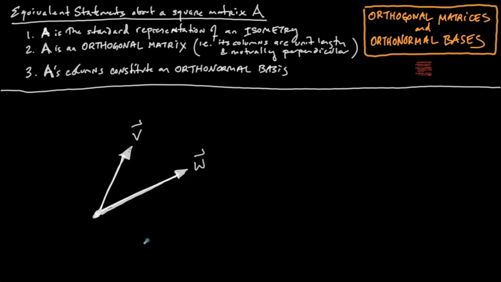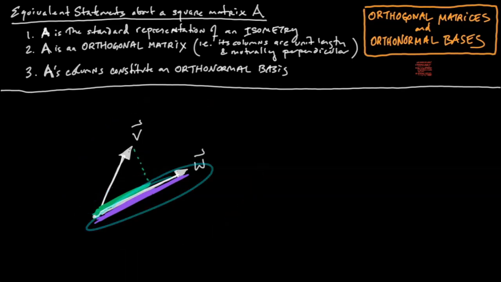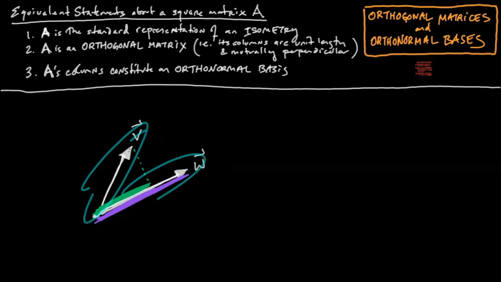So for example, the dot product of these two vectors, v and w, would be the product of this green length, v's scalar projection onto w, and this purple length, w's scalar projection onto itself, which is of course just its own length. And that's how we defined the dot product. v dot w is the product of those two scalar projections. This definition makes no mention of coordinates of these two vectors, just thinking of the vectors as geometric objects.